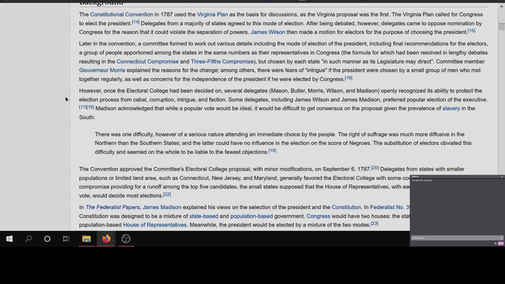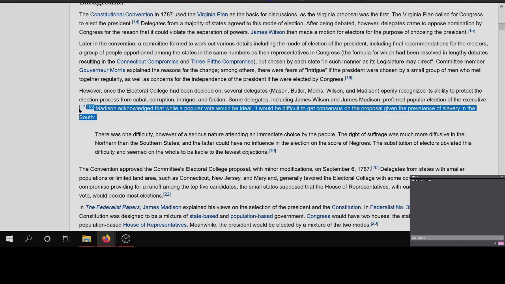Some delegates, including James Wilson and James Madison, preferred popular election of the executive. Madison acknowledged that while a popular vote would be ideal, it would be difficult to get consensus on the proposal given the prevalence of slavery in the South. So this is actually stated by Madison. So, James Madison.